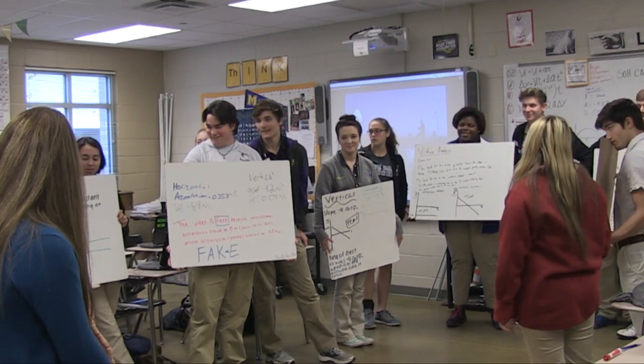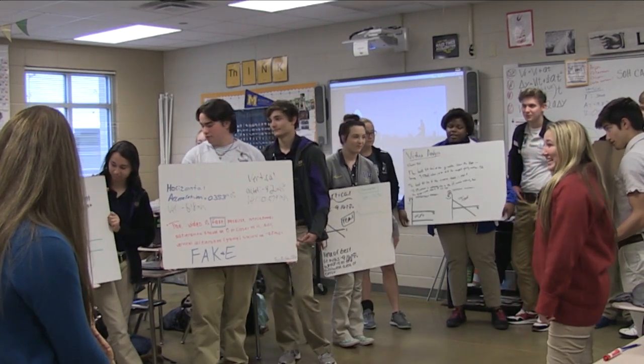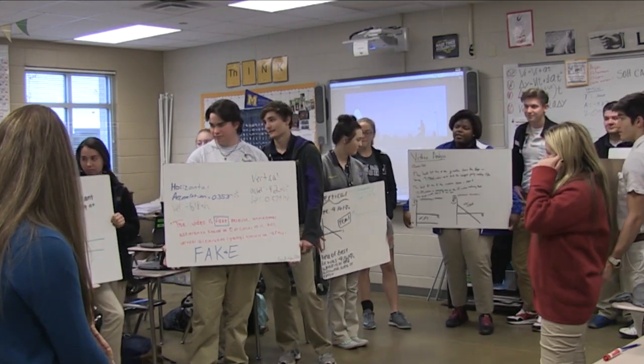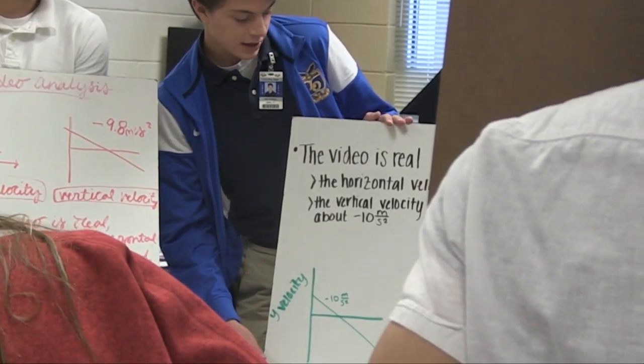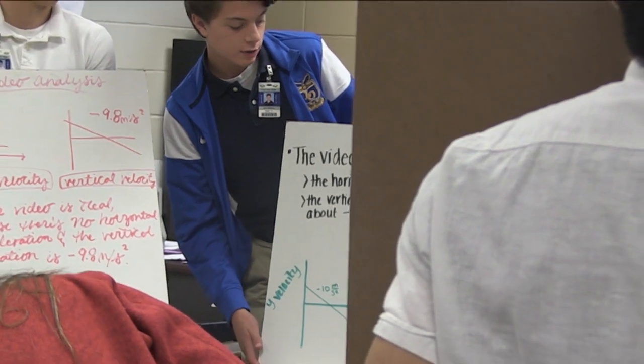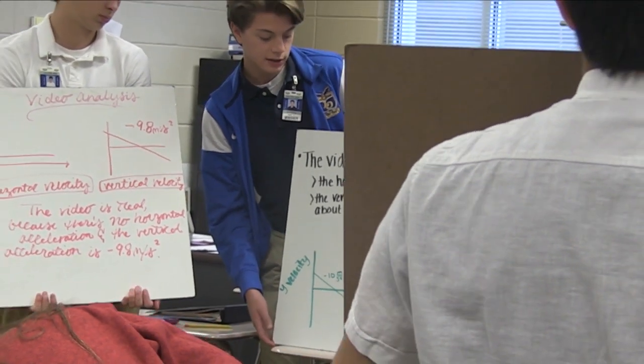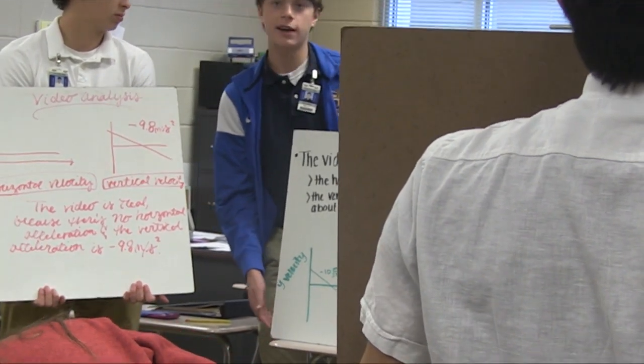Jack and Caitlin: we said that the video was real because the horizontal velocity was constant with a negligible slope of 0.0 something. And the vertical velocity was at -10 meters per second, which is almost consistent with gravity.